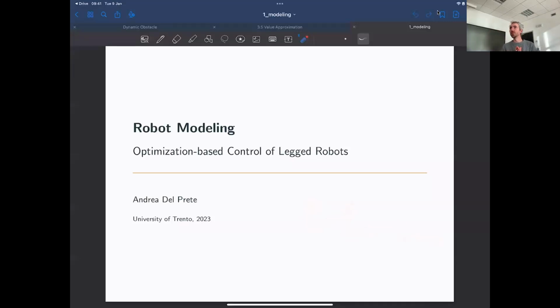Okay, this should work. So, hi everybody. My name is Andrea Del Prete. I'm a professor at the Industrial Engineering Department. And this class is going to be about how to control legged robots using numerical optimization methods.